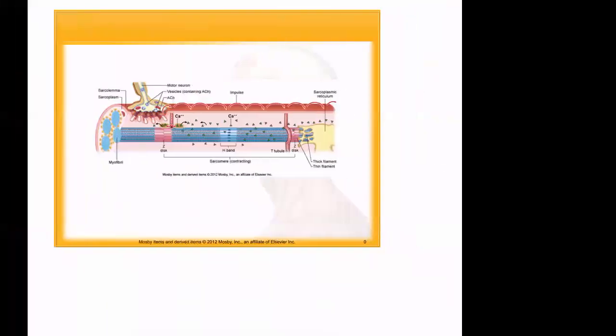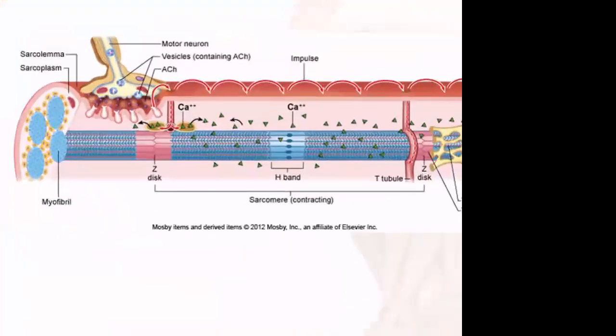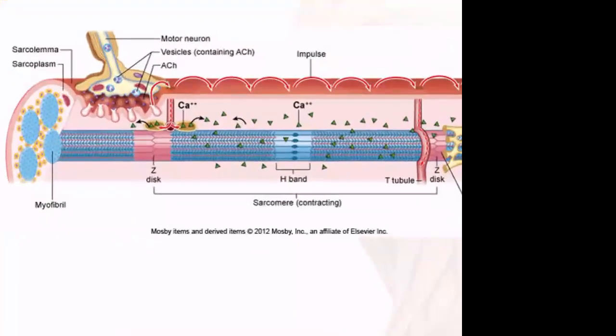That allows sodium to come rushing into the cell, which is now a new electrical current across the muscle cell membrane. That is going to cause the release of calcium from their storage sites inside of that muscle cell. It's going to flood the inside of that.